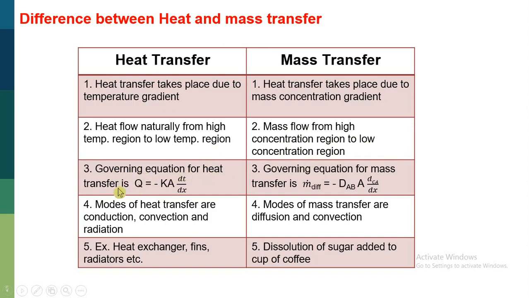Governing equation for heat transfer is Q is equal to minus kA dT by dx. In case of mass transfer, governing equation is given by minus D A dCA by dx. Modes of heat transfer are conduction, convection and radiation. Mass transfer takes place by diffusion and convection. Examples of heat transfer are heat exchangers, fins, radiators. In case of mass transfer, an example is the dissolution of sugar added to a cup of coffee.